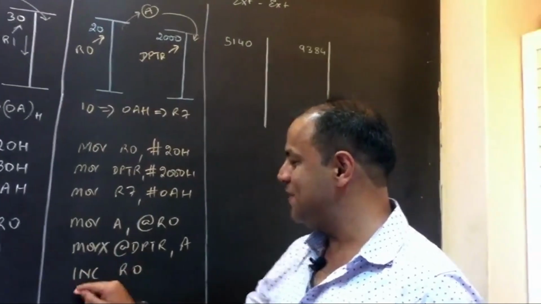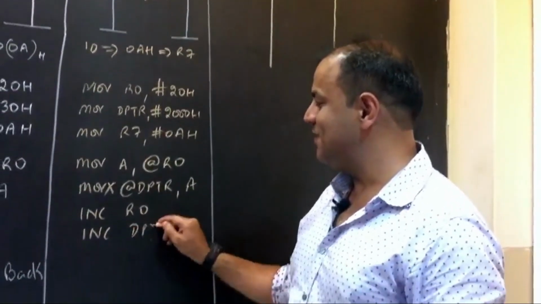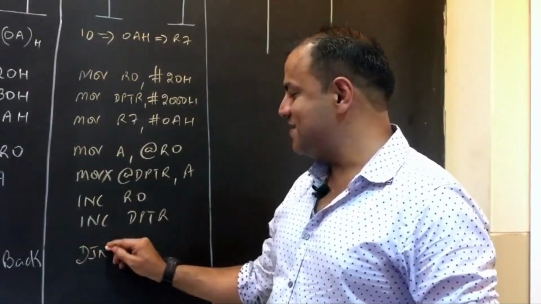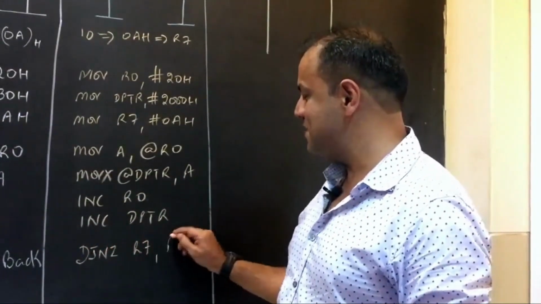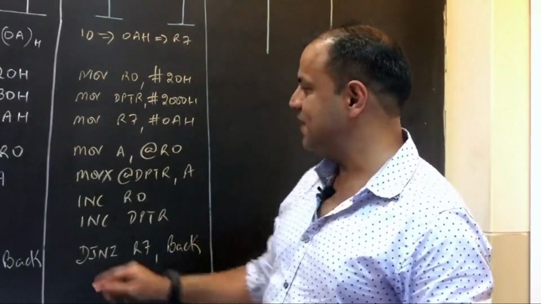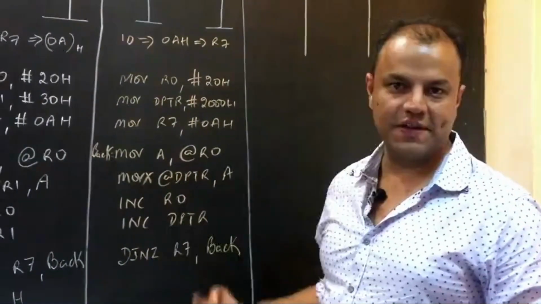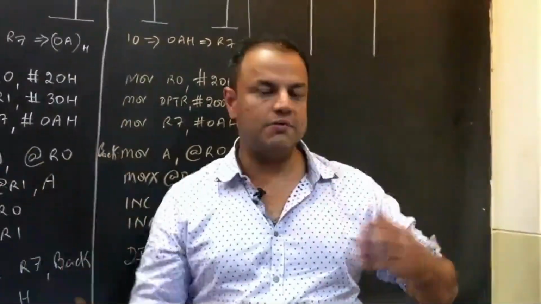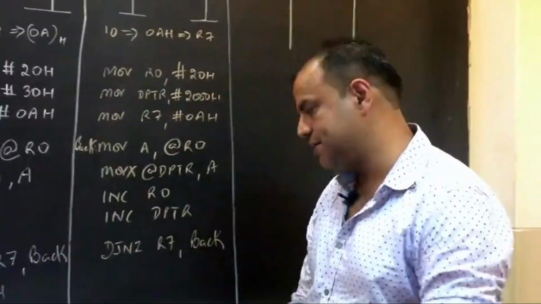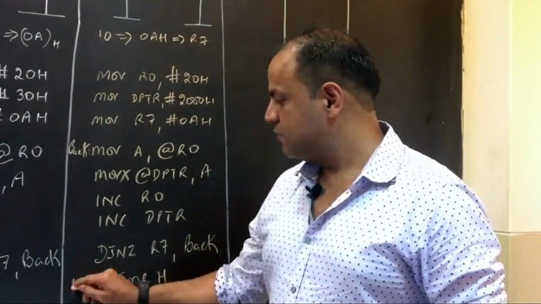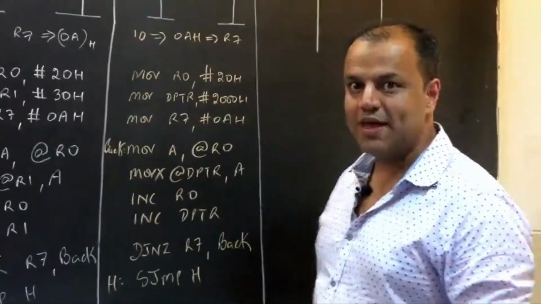Increment R0, increment DPTR. Put the procedure in a loop by writing DJNZ R7, back. Back is a label which I will be putting over here. This will do this section 10 times, 20 to 2000, 21 to 2001, and so on. 10 iterations, block is transferred. Let's jump here. So this was internal RAM to external RAM.